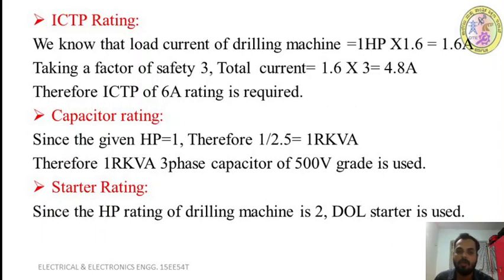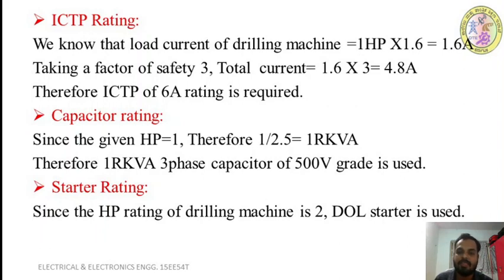We know that the load current of the drilling machine is equal to the HP of the machine, that is 1 HP, into 1.6, which is equal to 1.6 ampere. Then by taking the factor of safety as 3, the total load current is 1.6 into 3, that is 4.8 ampere. Therefore an ICTP of 6 ampere rating is required. 6 ampere is market available. Since the drilling machine is 3-phase, we are using an ICTP, an ironclad triple pole switch.